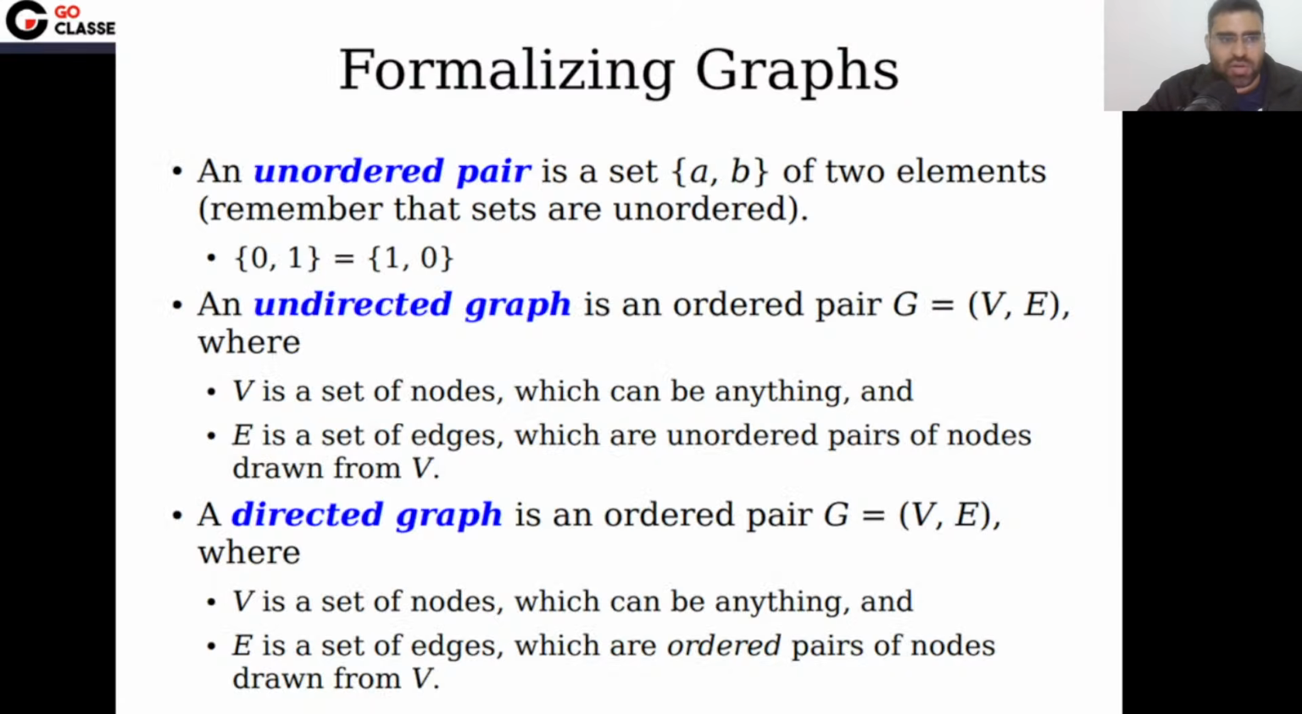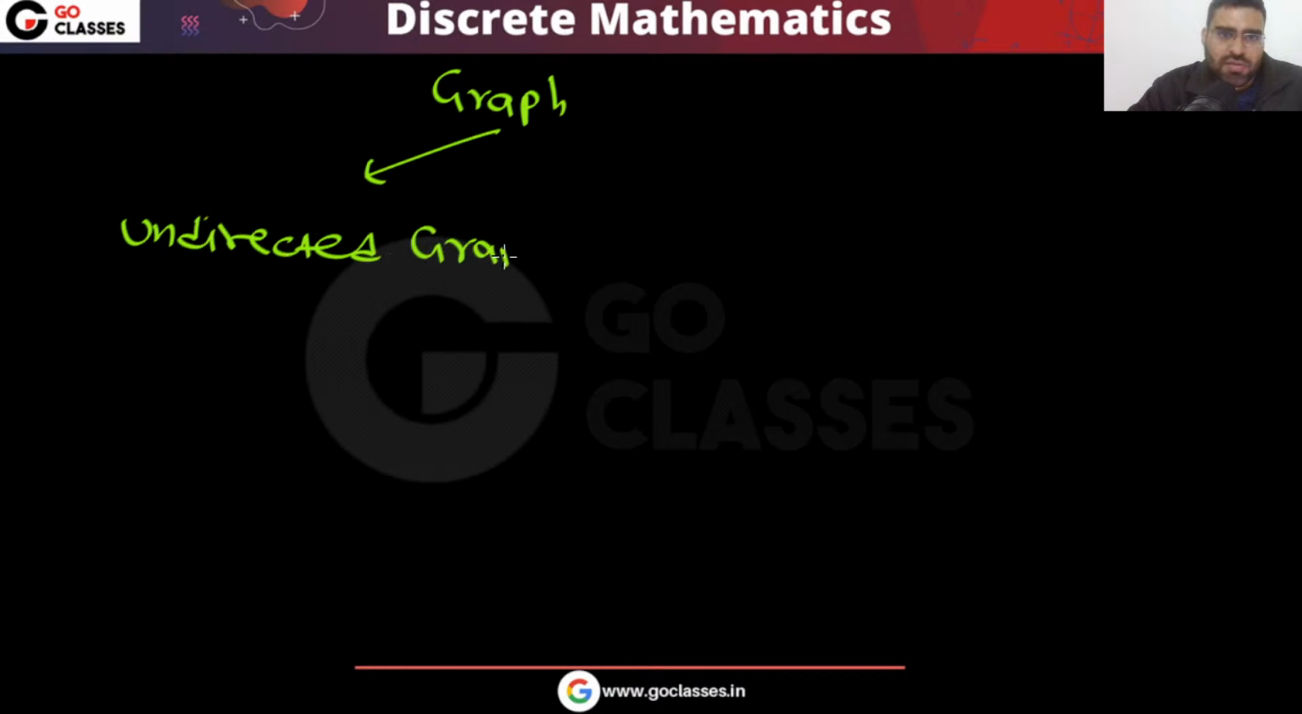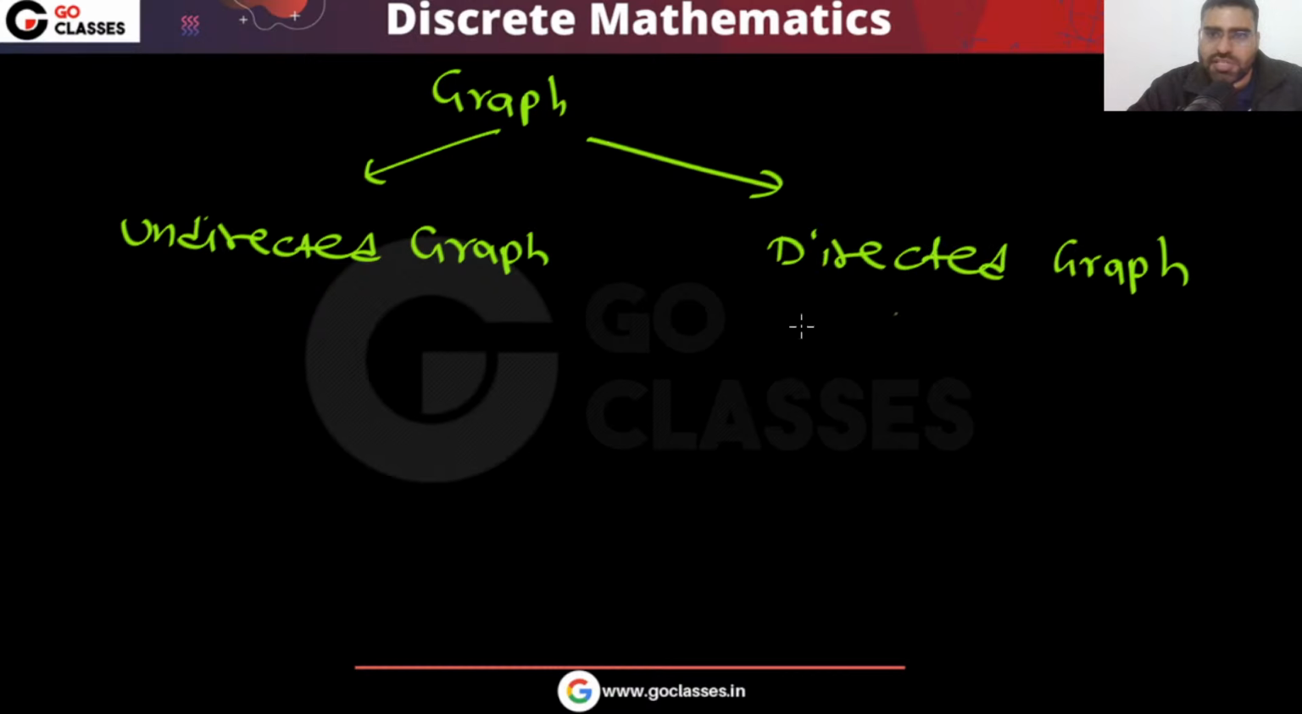Okay, let's move on. So finally, what is a directed graph, what is an undirected graph? There are two types of graph: one is the undirected graph, and another is the directed graph. The undirected graph means the edges don't have direction.